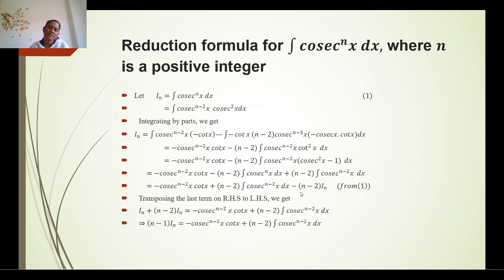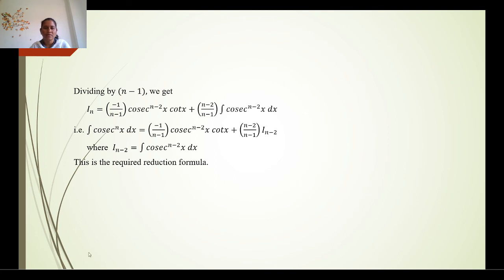Then transposing this term to the LHS. Already in LHS we have In, so In plus n minus 2 In, then it will become minus cosecant to the power of n minus 2 x cot x plus n minus 2 times the integral of cosecant to the power of n minus 2 x dx. On simplifying we get, so here n minus 2, its coefficient is plus 1, it will become n minus 1 In. Then we write all the remaining terms. So divide throughout the equation by n minus 1, we get this equation. So this is the required reduction formula for cosecant to the power of nx dx.